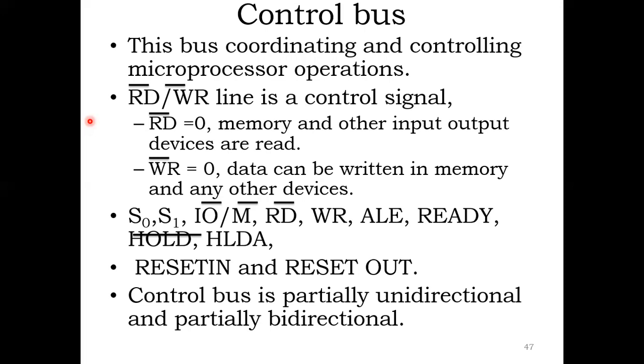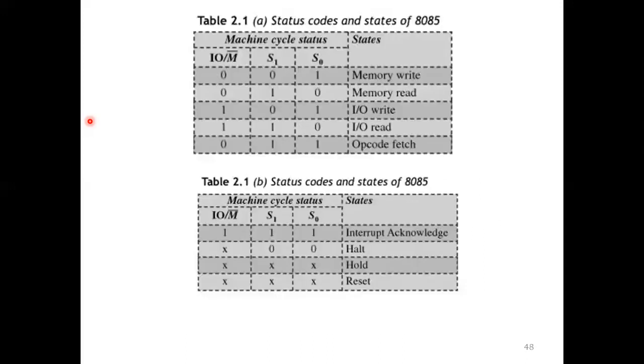These are the status signals: S0, S1, IO/M, read, write, ALE, ready, hold, and HLDA. This is the status of the 8085, controlled by IO/M, S1 and S0. If IO/M is 0, it selects the memory. If it is 1, it selects the input output devices. Like that we can define the read and write operations: memory write, memory read, input output read, and input output write.